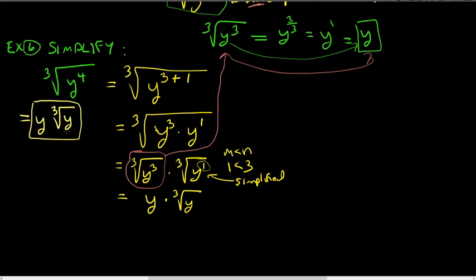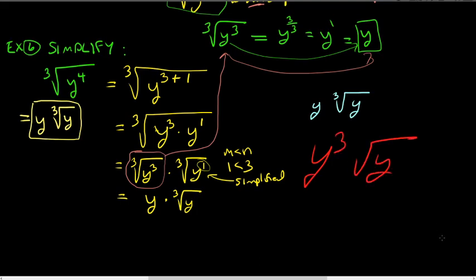Because if you write it down and you're sloppy, you might get it wrong. So what I mean is this, right? This is supposed to be y times the cube root of y. But if you're sloppy and you write it this way, that's wrong. Now you might think, wait a minute, that's exactly what I wrote. No, it's not.